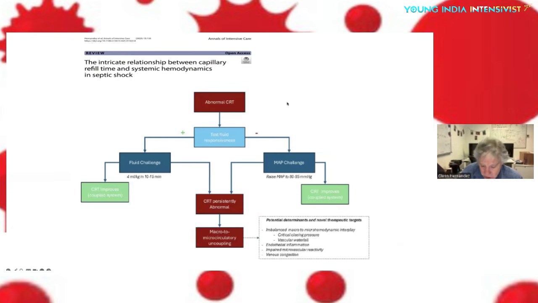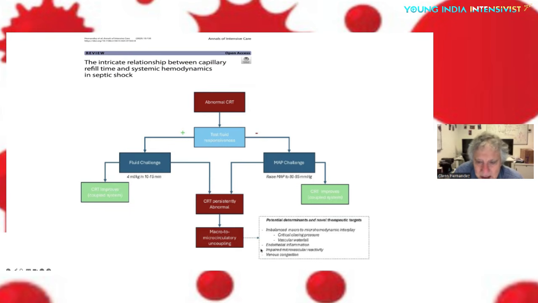In abnormal CRT, we assess fluid responsiveness. This is a very nice review also, so I recommend it. It's free in Annals of Intensive Care. In those who are positive, we perform a fluid challenge in 10-15 minutes. And then if CRT improves, you are done. You're covered. But if the fluid responsiveness is negative, you go for a MAP challenge for 1 hour. If CRT improves, you are done. But if the CRT does not respond, then you have a problem of macro-microcirculatory uncoupling.